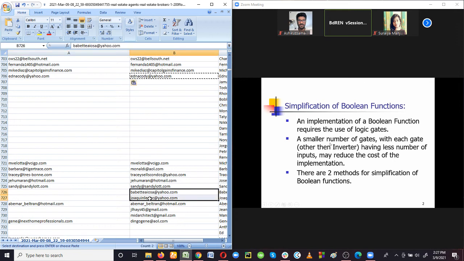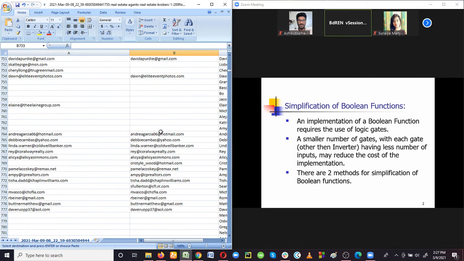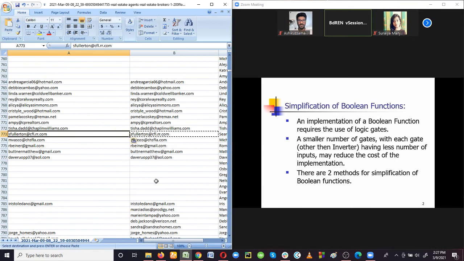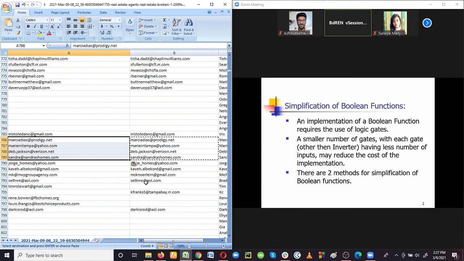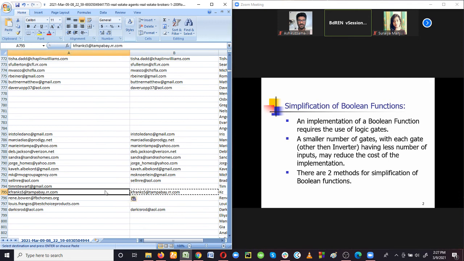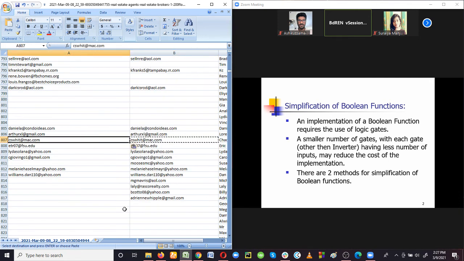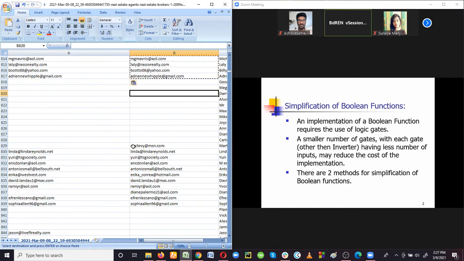Observe. You have to be attentive because this topic is a little bit complex. The implementation of a Boolean function requires the use of logic gates. A smaller number of gates, with each gate other than an inverter having fewer inputs, may reduce the cost of implementation. That means the more logic gates you use, the more the cost will increase.